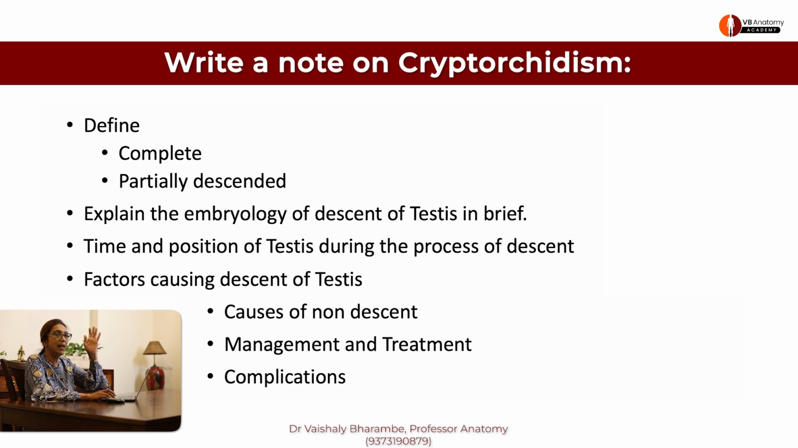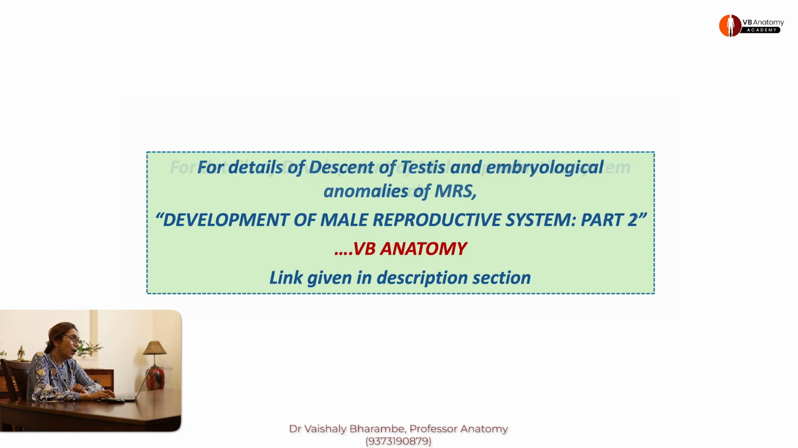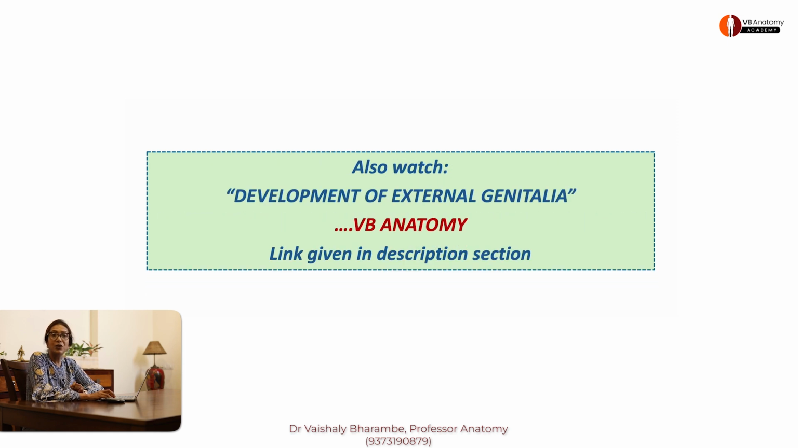Okay? So this basic table will give you all the headings under which you can write an answer on cryptorchidism. If you need to know more about the development of the male reproductive system, please watch Development of Male Reproductive System Part 1 or Part 2. You can also watch lecture 3, which is about development of external genitalia, males as well as female. There's also a lecture out there about embryology of hydrocele. Please do watch it to understand. These are all interrelated conditions. If you watch all of them together, your conceptual understanding of embryology of testes becomes very strong.